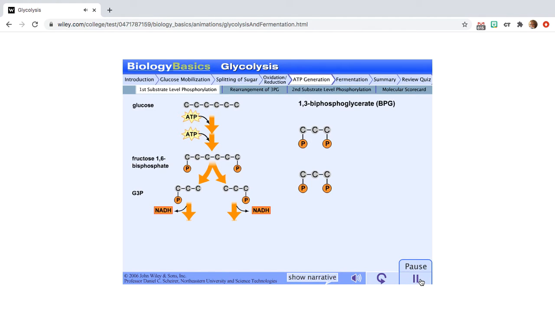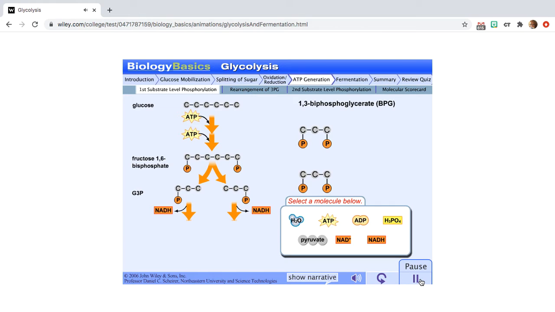Finally, we are ready to harvest some ATP molecules. 1 phosphate group at a time is harvested from each BPG molecule. This phosphate group is added to a precursor molecule of ATP. Identify this phosphate-accepting molecule and drag it onto one of the phosphate groups.